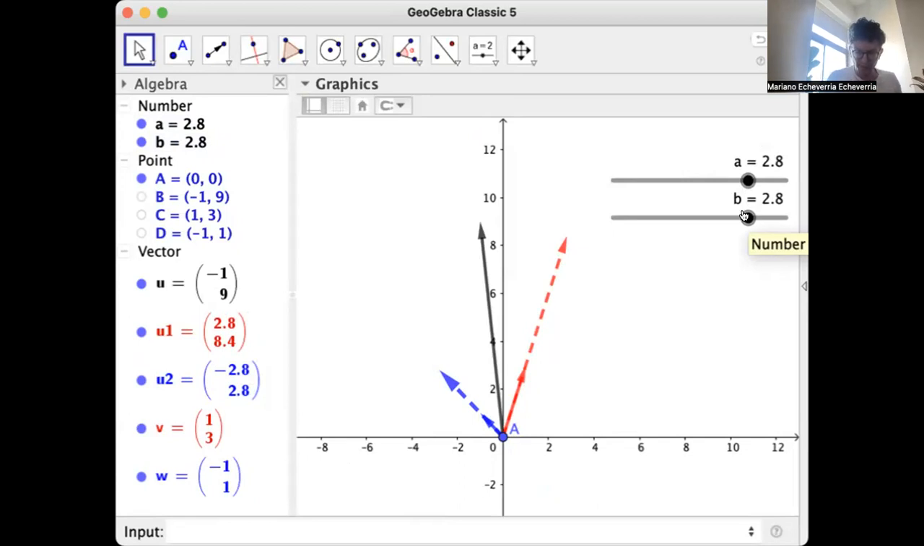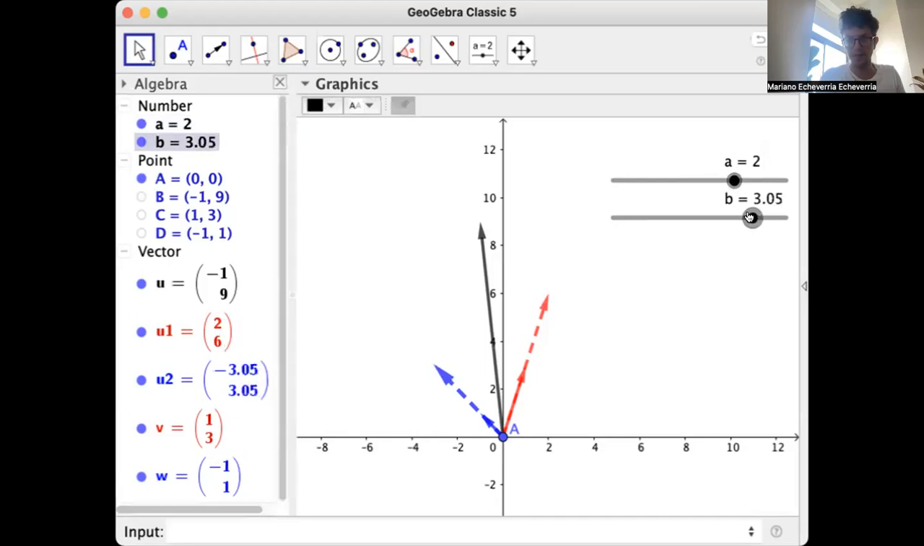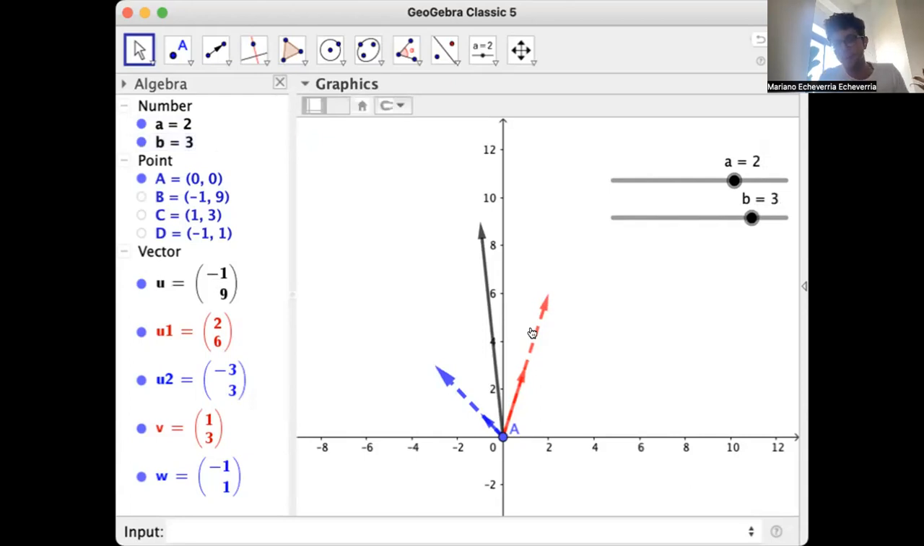So if you solve the system of equations, you remember that the solutions were x equals 2 and y equals 3. So what I'm trying to say here is that if you multiply the red vector by a factor of 2, so you're making it twice as big, and you multiply the blue vector by a factor of 3, then the sum of these two will give you the black one.